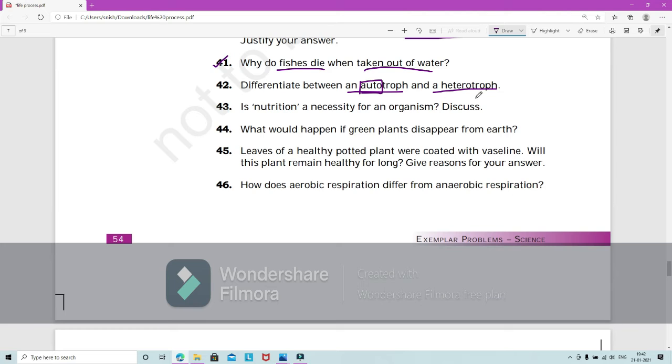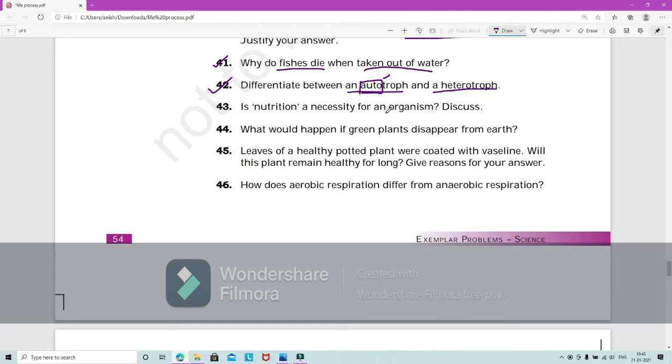You can give examples such as human beings, lice, deer, tiger, most of them are heterotrophs. And an extra point you can add is that autotrophs prepare their food through photosynthesis, while heterotrophs don't have any such process to prepare their own food. So 42 is done. 43.